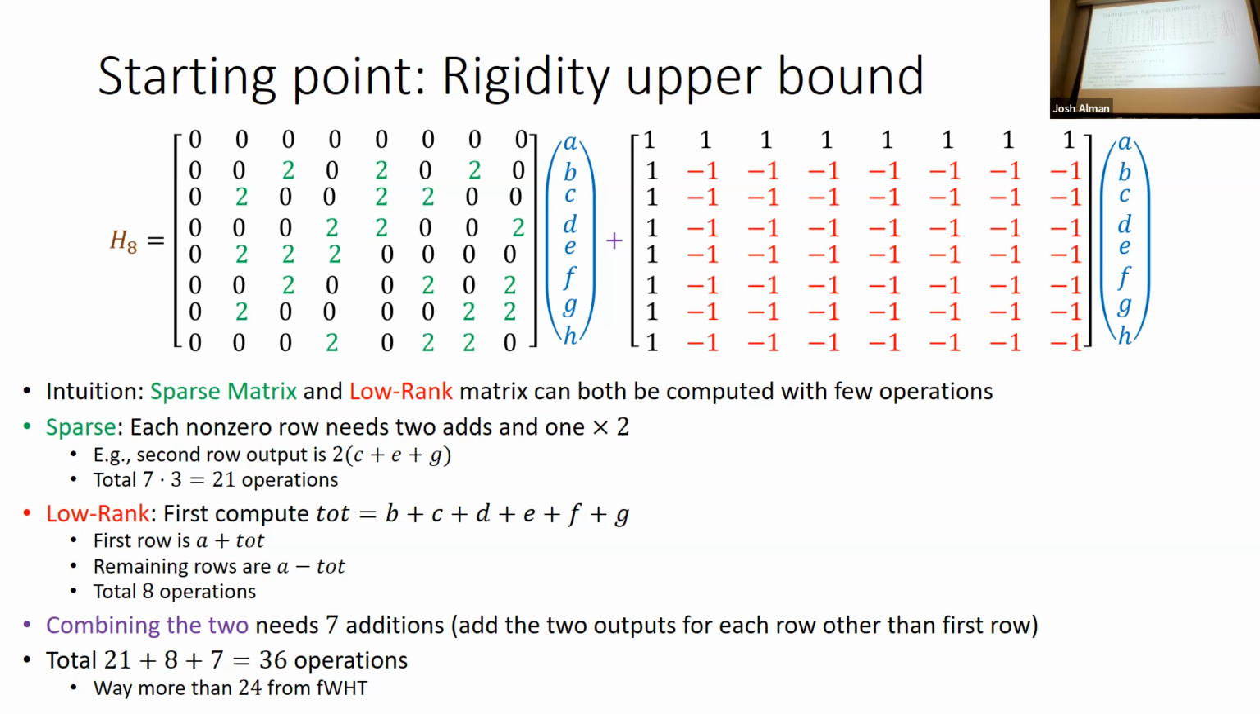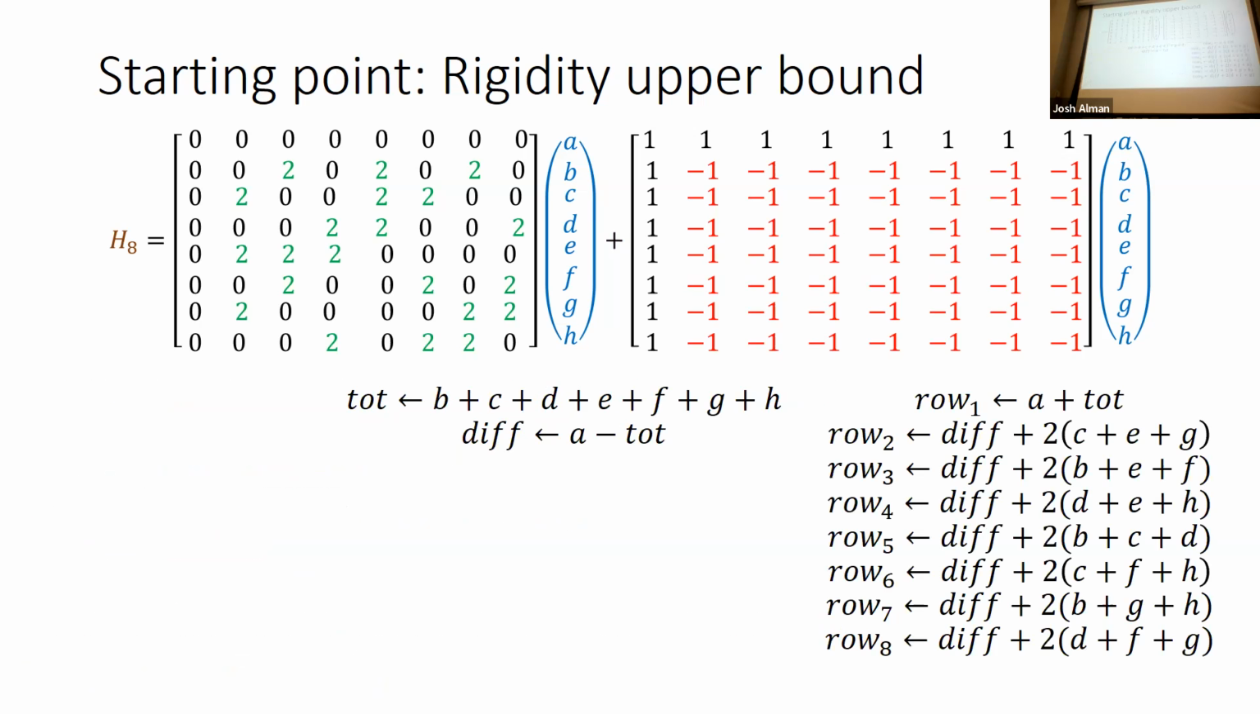So to start, let me rewrite what I said here. Let me actually write down the equations we're doing. Okay, so here it is. So we first compute this total, which is B plus C up to H, and the difference, which is A minus that.